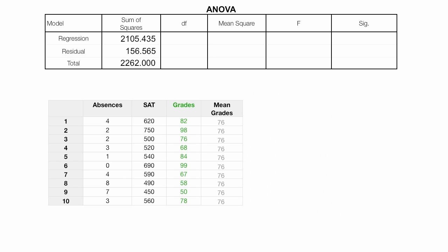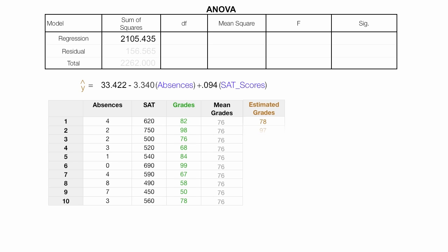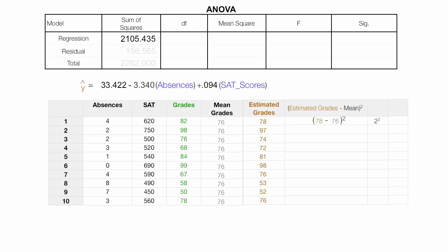And now I'm going to talk about the sum of squares for the regression model, or the actual equation. And in the first video, I derived this equation and calculated estimated grades. The way I calculated estimated grades is just by plugging in the actual values for absences and SAT scores. Now I take the estimated grades minus the mean, which is 78 minus 76, and I square that. So I add in a column, and 78 minus 76 is 2, so I have 2 squared, which is 4. Again, I'm rounding, it's okay. Just like before, I'm going to do this for each individual value, and then I'm going to add all that up, and I'm going to sum it. So let me do that now.